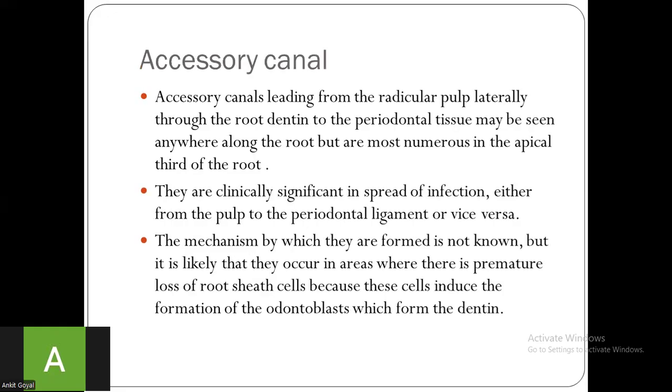Now the accessory canal. Accessory canals leading from the radicular pulp laterally through the root dentin into the periodontal tissue may be seen anywhere along the root, but are most numerous in the apical third of the root. They are clinically significant in the spread of infection either from the pulp to the periodontal ligament or vice versa. The mechanism by which they are formed is not known, but it is likely that they occur where there is premature loss of root sheath cells, because these cells induce the formation of odontoblasts which form dentin.